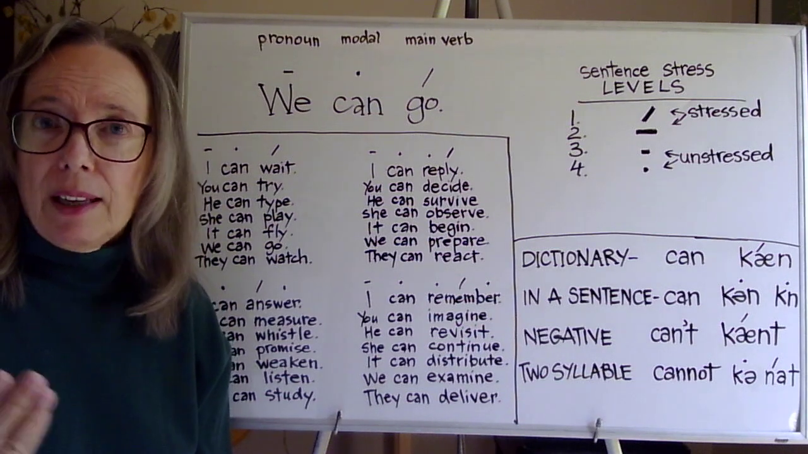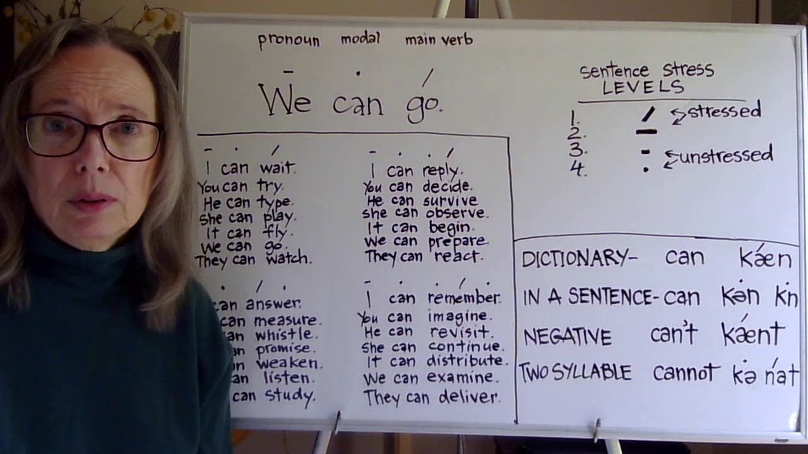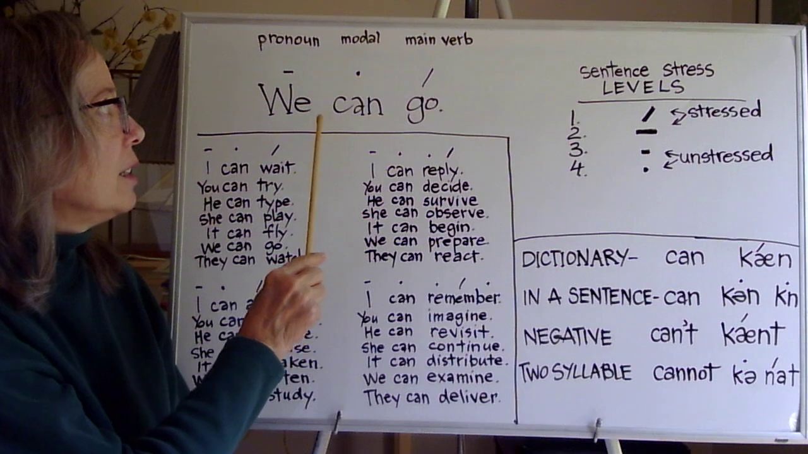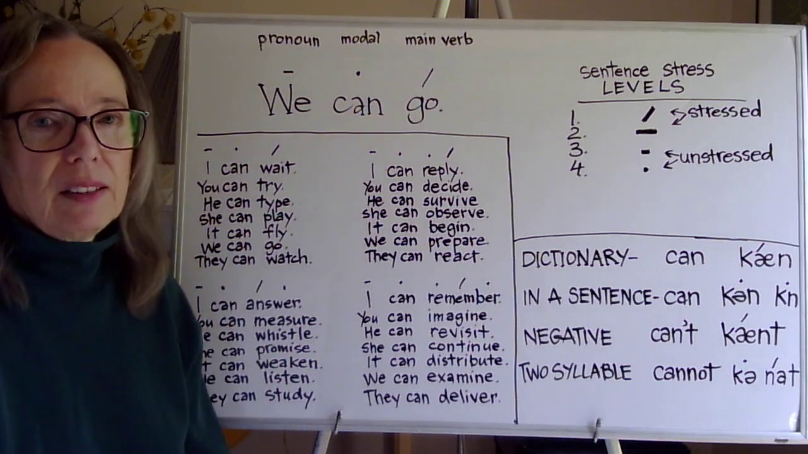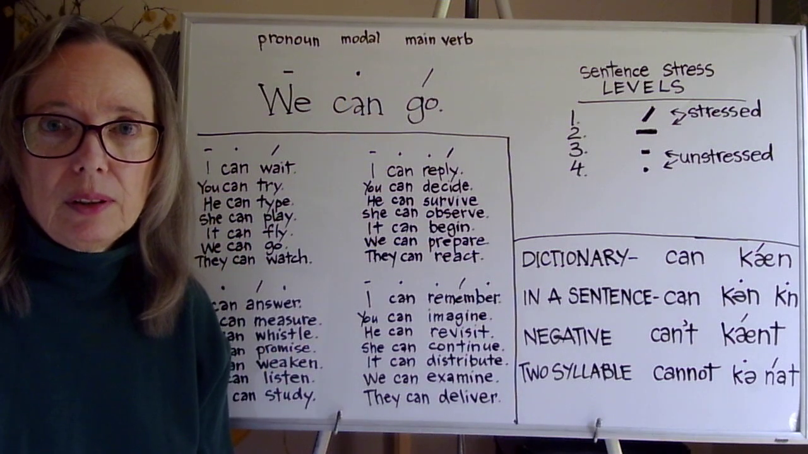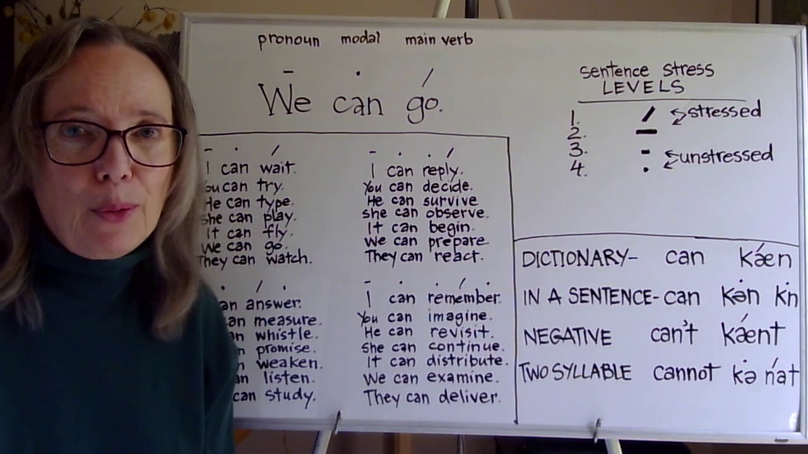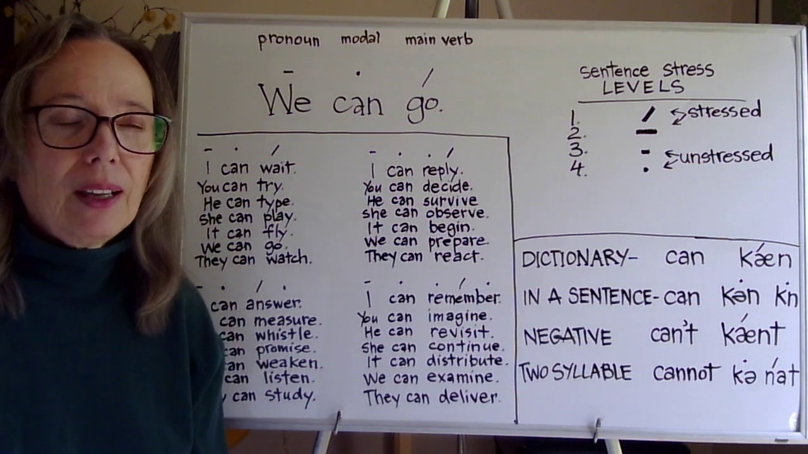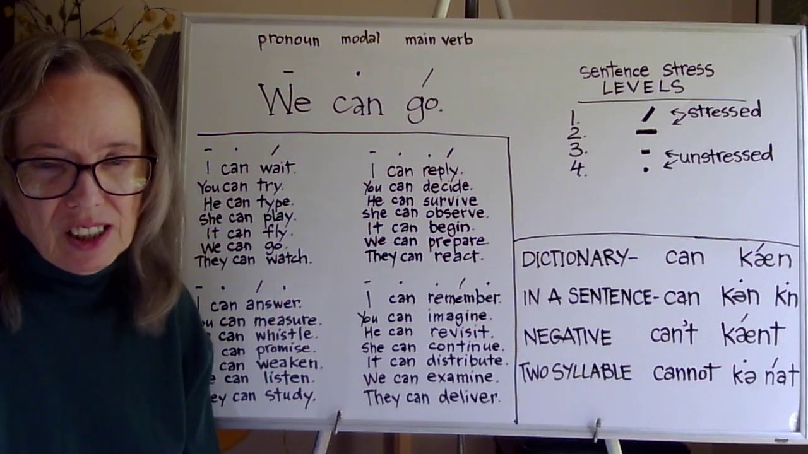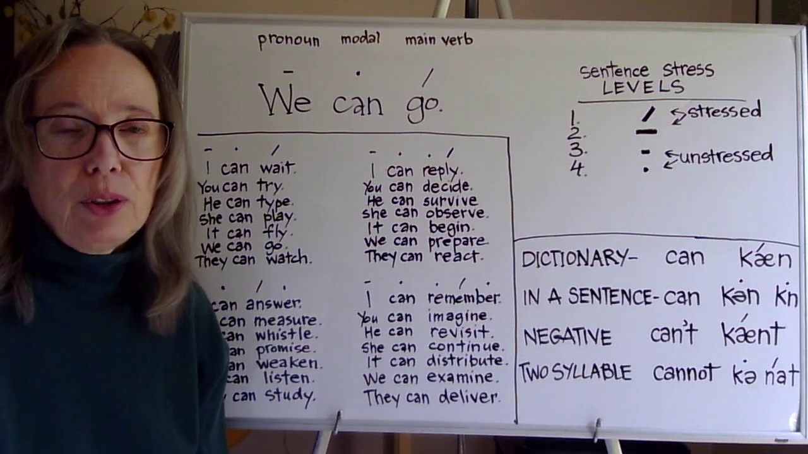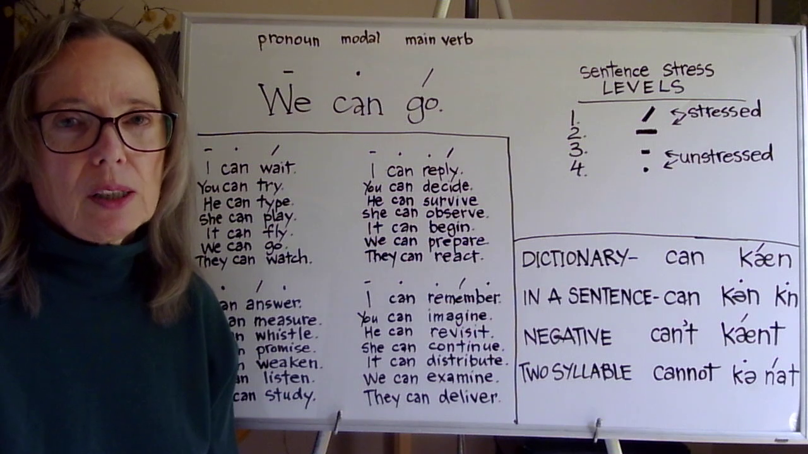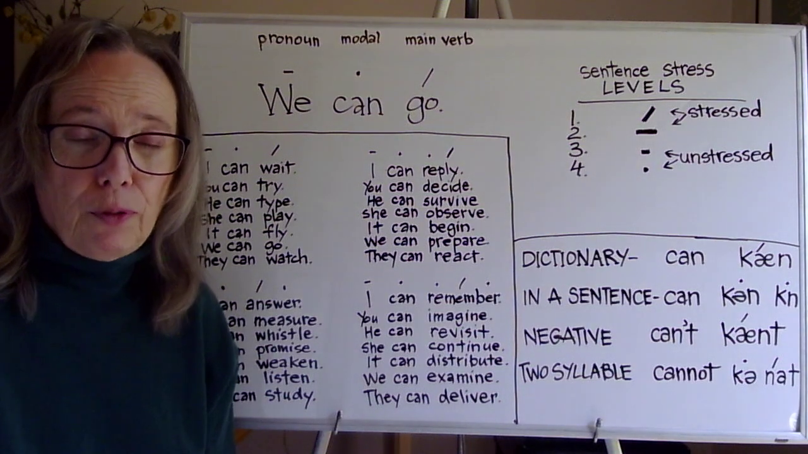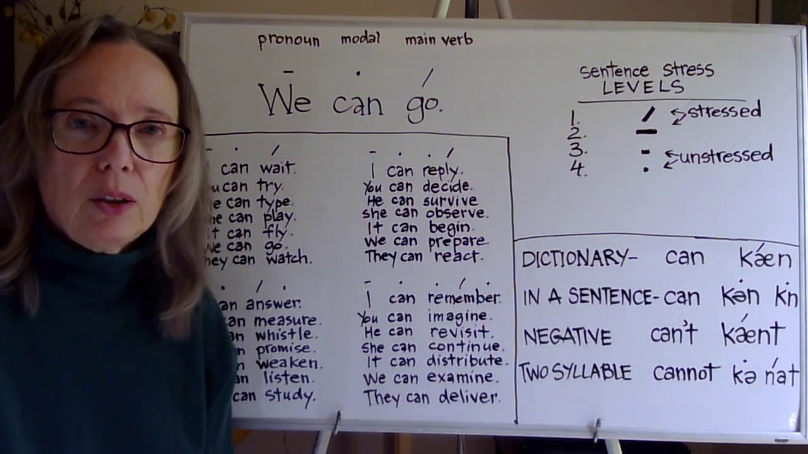They may say, we can't go. I say, we can go. Or I can put stress on can. Same thing. We can go. Yes, we can go. You're wrong. We can go. So emphasis will allow you to put very big stress on one word if you want to call attention to that word for your listener or correct your listener.